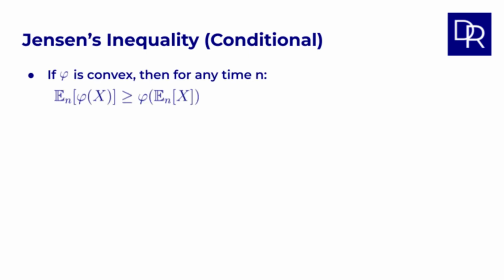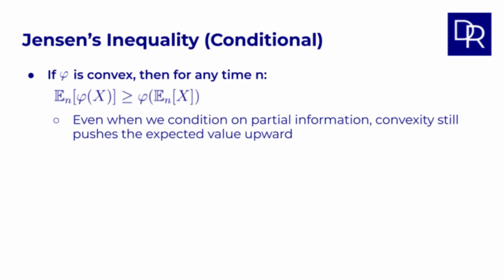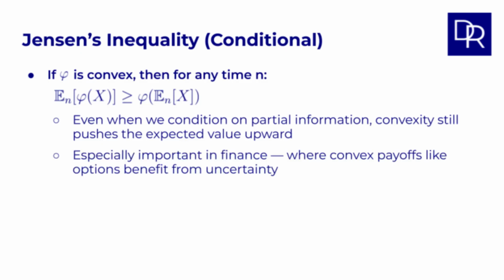Now, let's extend this idea to conditional expectation. If phi is again a convex function, then for any time n, the conditional expectation of phi of x is greater than or equal to phi of the conditional expectation of x. All that is different here is that we now have the conditioning on the first n tosses. But even when we condition on partial information, convexity still pushes the expected value upward. It's especially important in finance, where convex payoffs like options benefit from uncertainty.